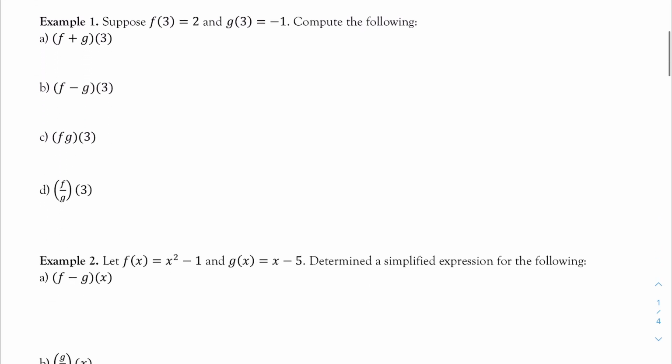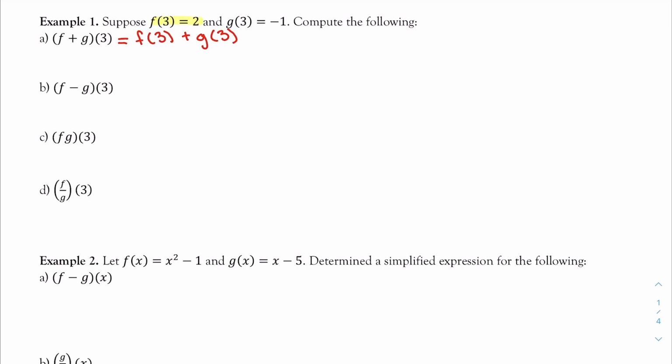Suppose I told you that f of 3 is equal to 2 and g of 3 is equal to negative 1. Remember, what does it mean whenever I say f of 3? F of 3 means that I had some function and I plugged in 3, and my result became a 2. Similar thing for g of 3. So if I look at part A, f plus g of 3, I always recommend that students translate this over. That is, let me split this apart into f of 3 plus g of 3.